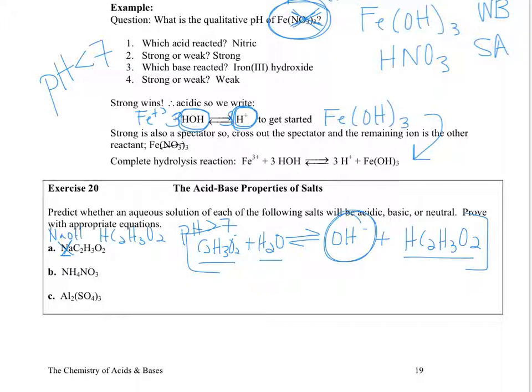Okay? It's okay to stumble. Just try to figure out, where did it come from, what do I predict my pH to be, and then try to write the reaction.